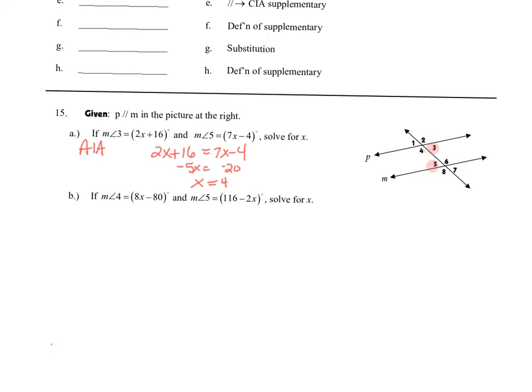All right, so let's look at the next set of given information here. We are told that angle 4, located right here, is represented by 8x minus 80, and that angle 5, which is right here, is represented by 116 minus 2x.